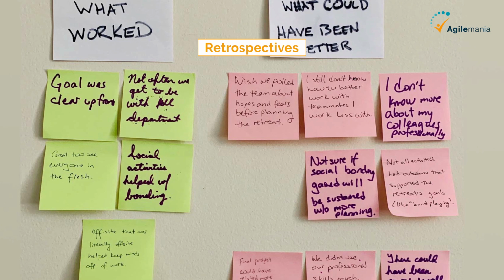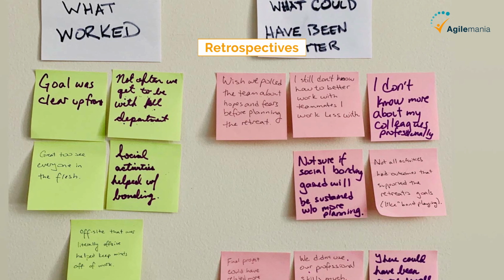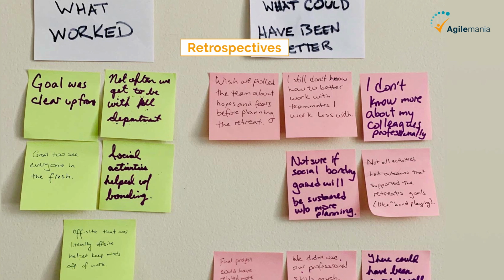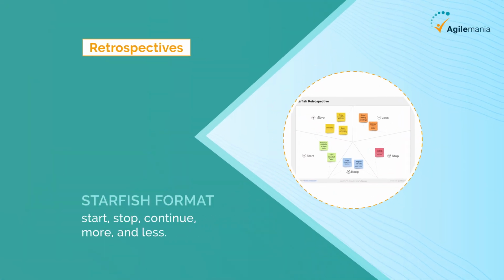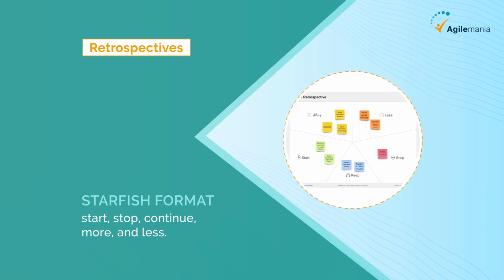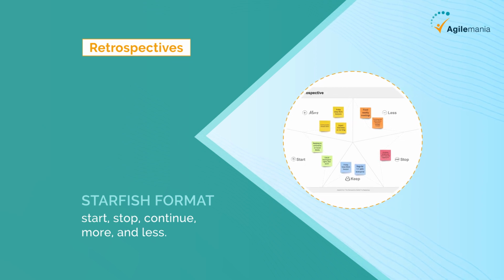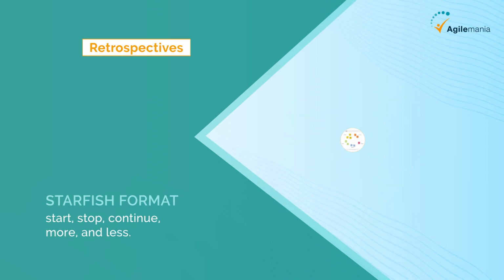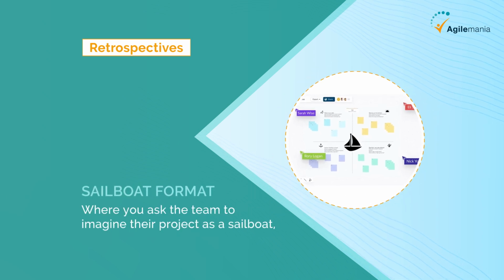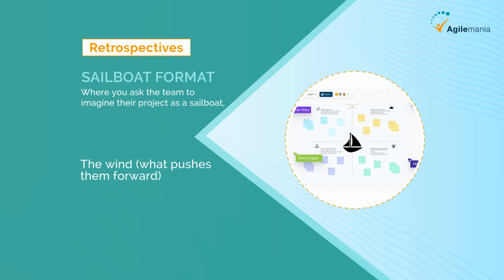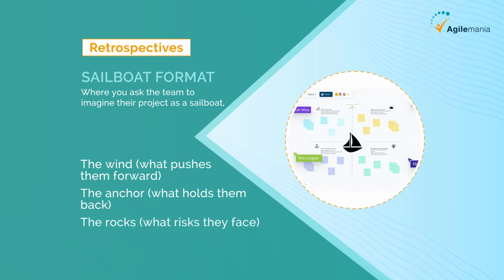To keep your retrospectives fresh and engaging, you can try different formats, such as the Starfish format, where you ask the team to categorize their feedback into 5 areas: start, stop, continue, more, and less. The Sailboat format, where you ask the team to imagine their project as a sailboat and identify the wind, which means what pushes them forward. The Anchor means what holds them back. The Rocks means what risks they face. And the Island, what their goal is.